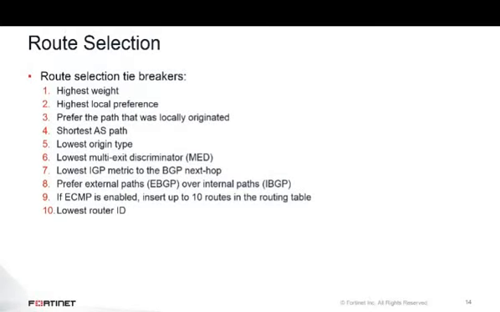FortiGate uses some of the attributes during the routing selection process. If all those attributes for multiple routes to the same destination match, and if ECMP is enabled, FortiGate shares the traffic among up to 10 BGP routes. If you don't enable ECMP, FortiGate uses the route that goes to the router with the lowest BGP router ID.